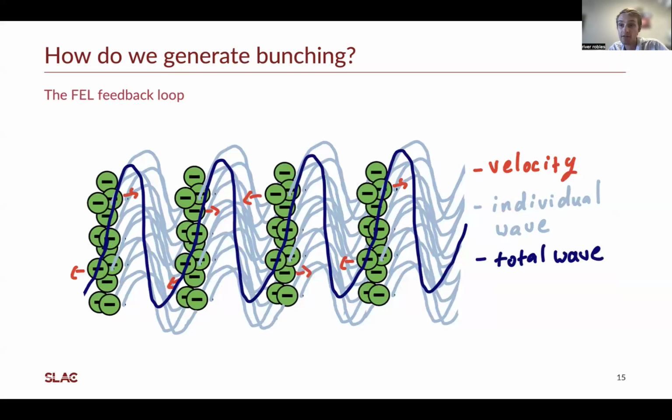This is called the FEL instability, and at its core, it's this feedback loop of we make a little bit of radiation, that little bit of radiation enacts forces on the electrons, the electrons respond to those forces and move closer to each other, which makes them emit even more radiation, and so on. And we go on and on until we reach this fully bunched state.